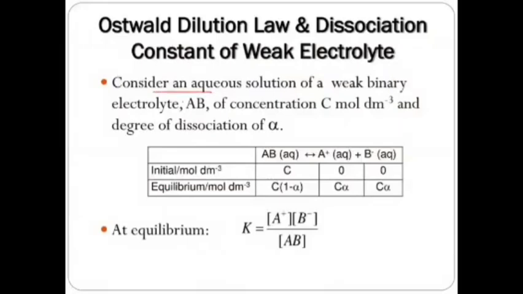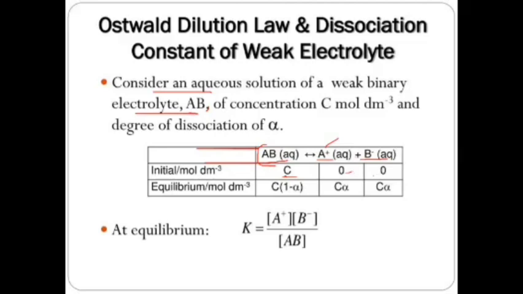Considering an aqueous solution of a weak electrolyte, that is AB. The AB gives rise to A plus and B minus. So this is a weak electrolyte. Initially, what is the concentration of the AB? The initial concentration of the AB, let it be C. Initially there is no product, so the concentration of the products is 0.